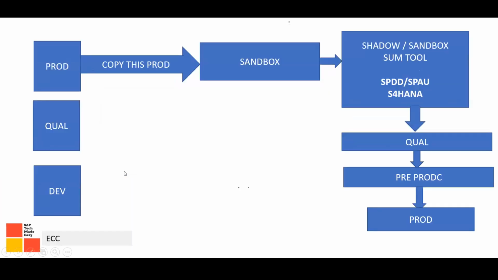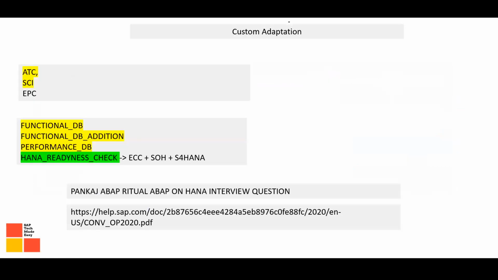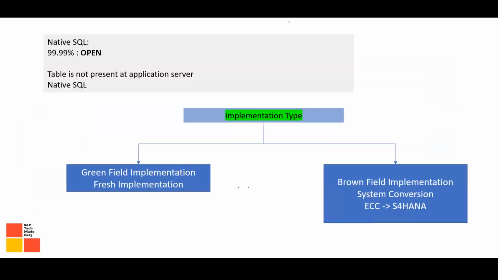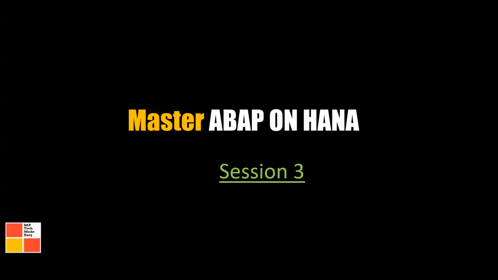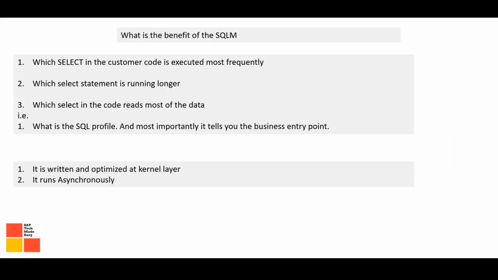Then, again, some migration steps: how you go from ECC or Business Suite on HANA to S4 HANA, meaning how the migration steps from ECC to S4 HANA happen. That has been discussed. Then what are the checkpoints to optimize the code we have. Then in session number 3, you have again the important points from the performance and trace point of view, and SQLM, SQLMD, this stuff I have covered.